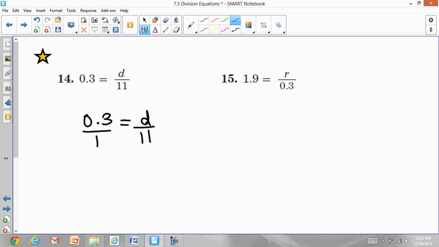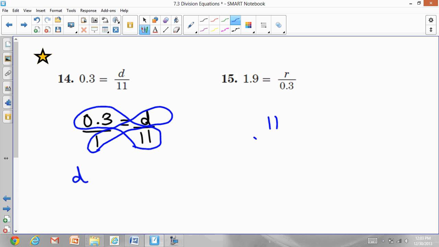Now I'm going to go for my cross multiplying. 1 multiplies d to give me just d. And 11 times 0.3. I'm going to move the decimal point one place to the right, bring it down, bring it back in, and I'm going to get 3.3 as my answer. That is the value of d.